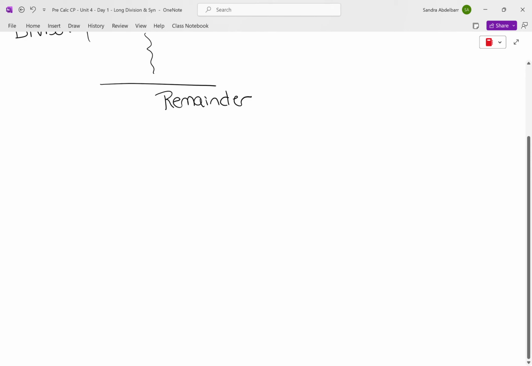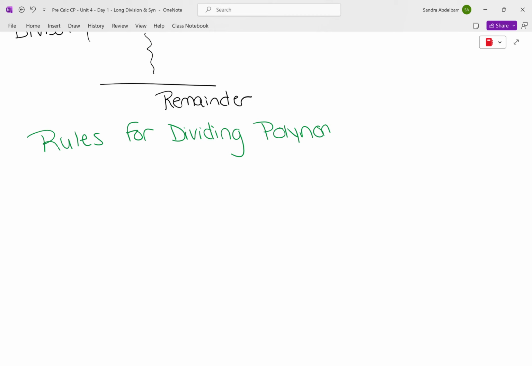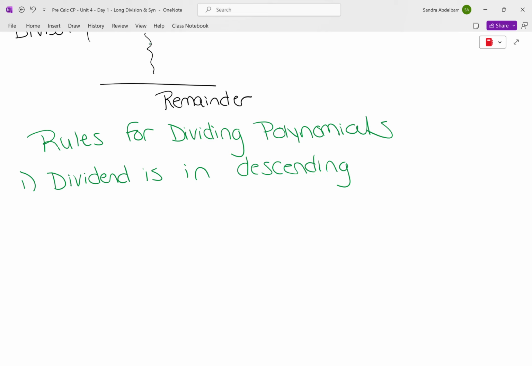All right, so now let's talk about the rules for dividing polynomials. Okay, the first thing you want to do is you want to make sure the dividend, that's what's inside the house, is in descending order, and every exponent is accounted for.